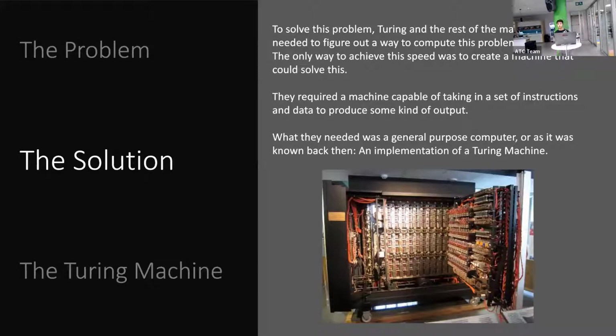But not just a normal machine that existed already, because all the machines at the time were single purpose, and a new one had to be built when a new problem came about. So what they wanted is something that was capable of taking in a set of instructions and producing some kind of output. Today we know this as a general purpose computer, but back then it was known as an implementation of a Turing machine, and it didn't exist yet.